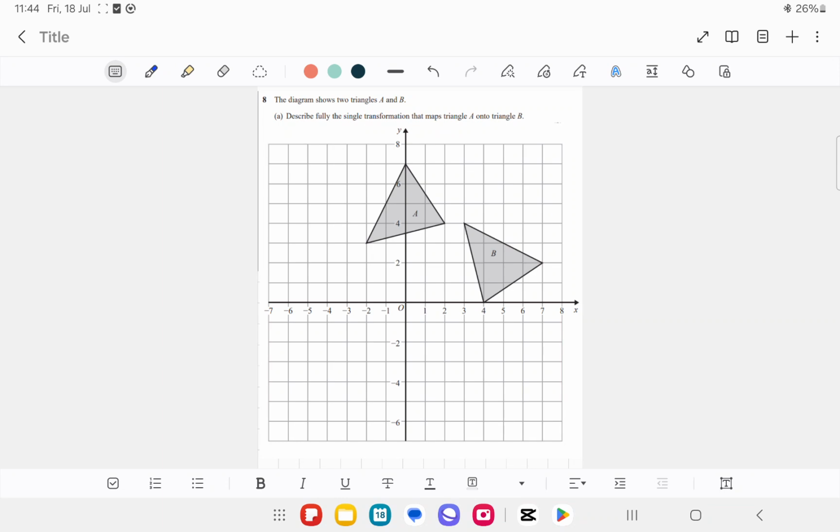Today we'll be seeing another transformation problem. This type of problem is very common in the past papers and it might come in the future exams too.